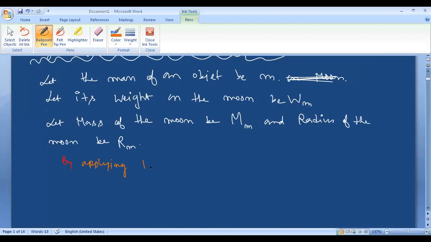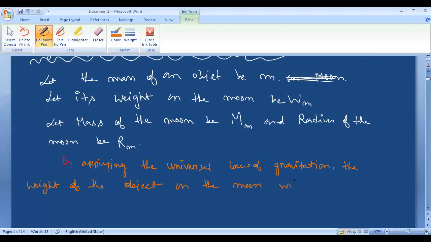By applying the universal law of gravitation, the weight of the object on the Moon will be... Now see, weight on the Moon is defined as the force by which the Moon will attract the body. Yes or no?